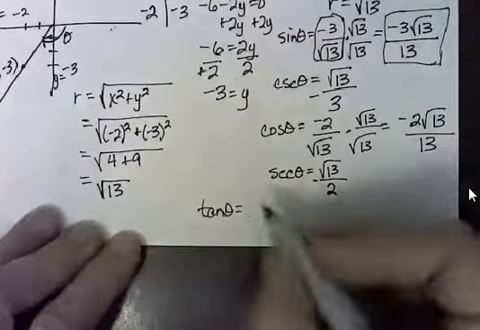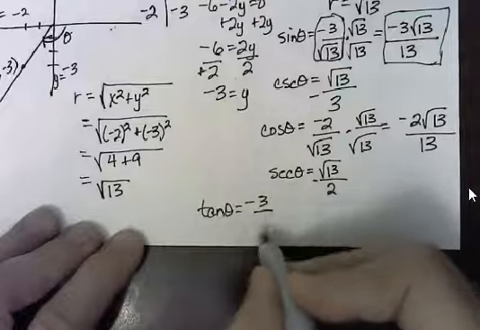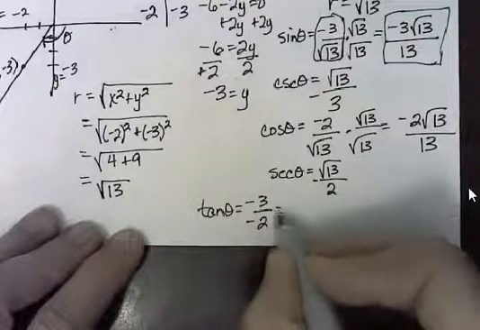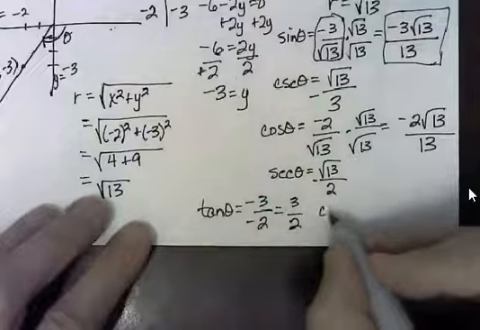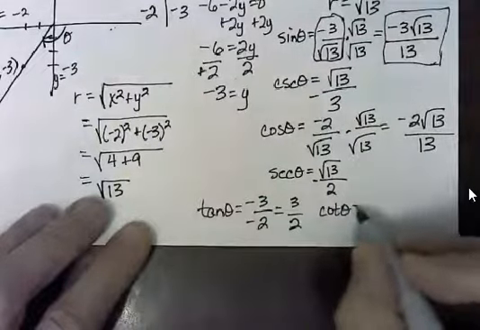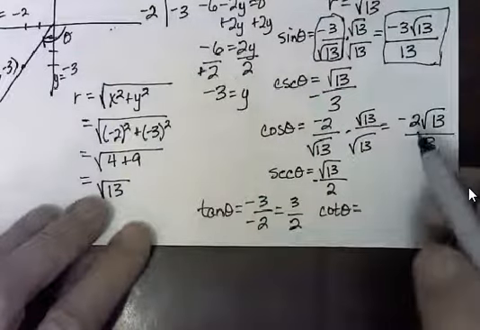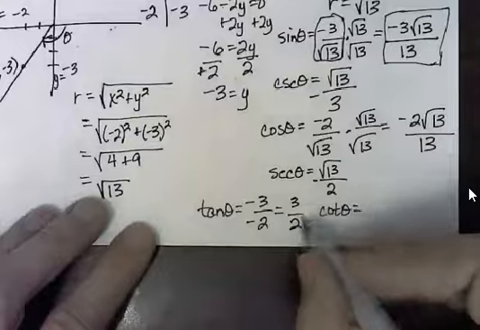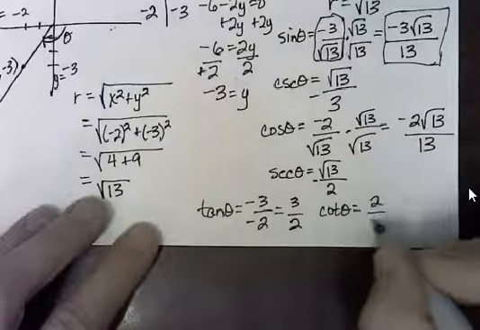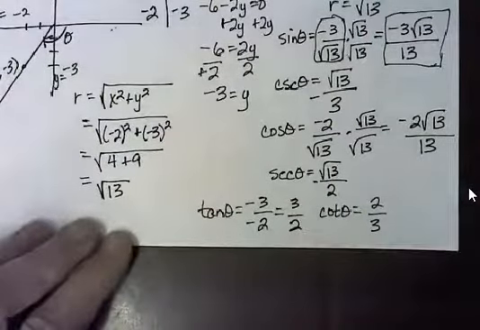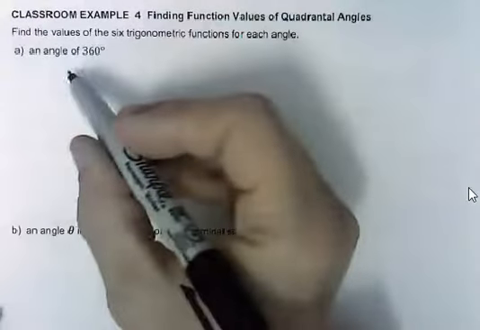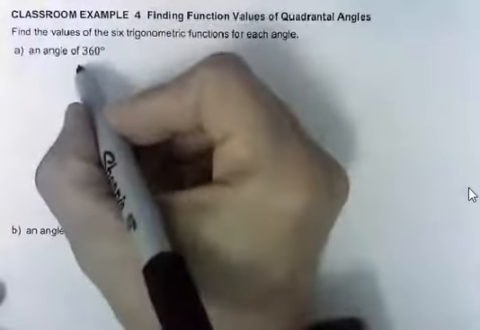Tangent is y over x, so this would be -3 over -2. We could simplify that to 3/2. Cotangent is x over y, so that would be -2 over -3, or we could take this answer and flip it over. Either way, that would simplify to +2/3. In this example, we just know what the degree measure of the angle is.